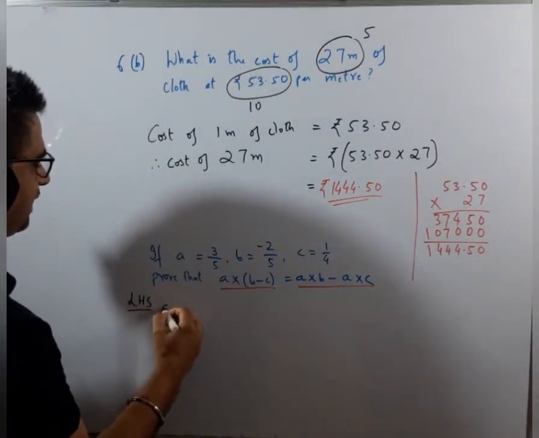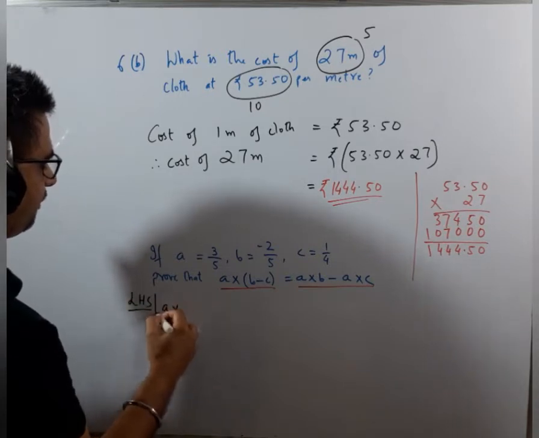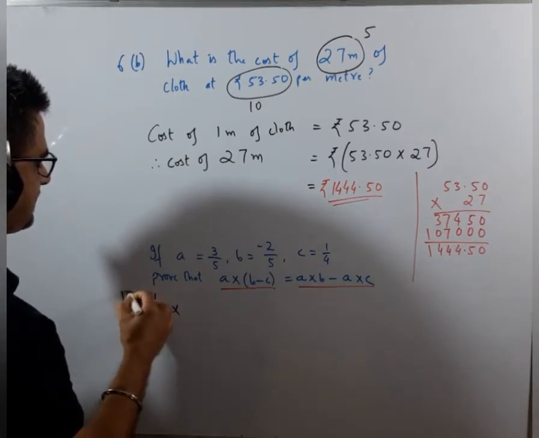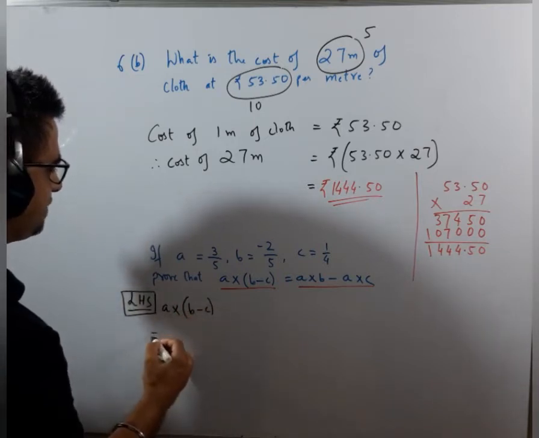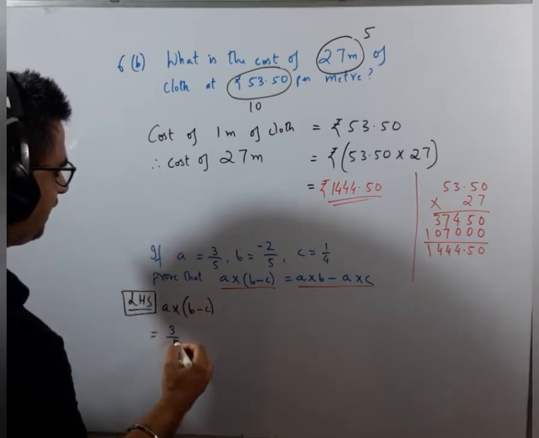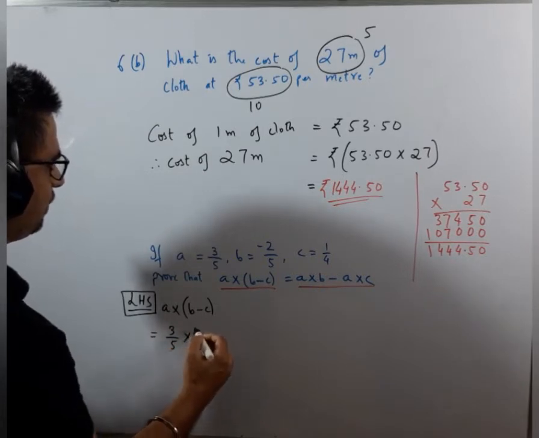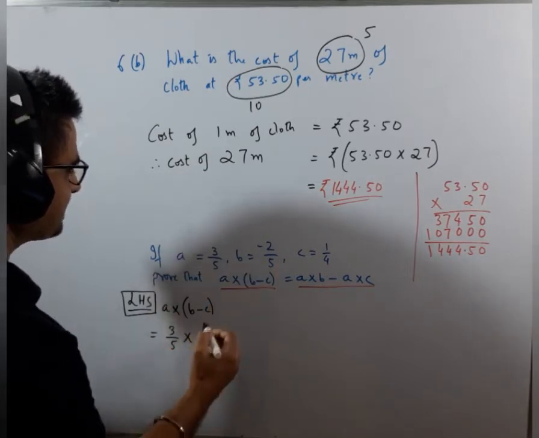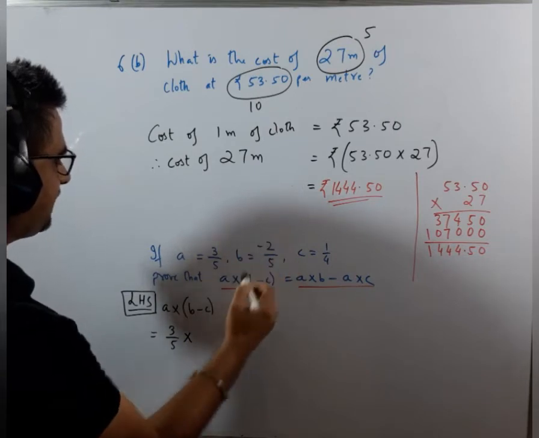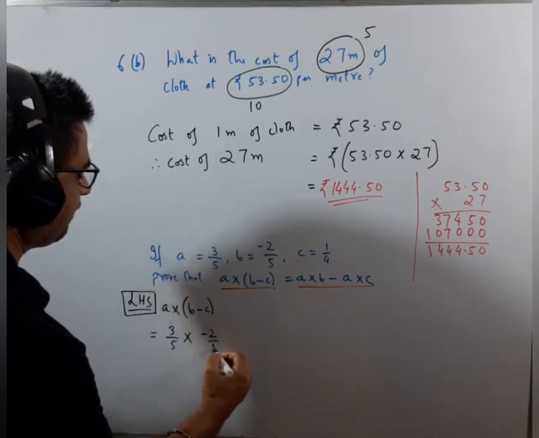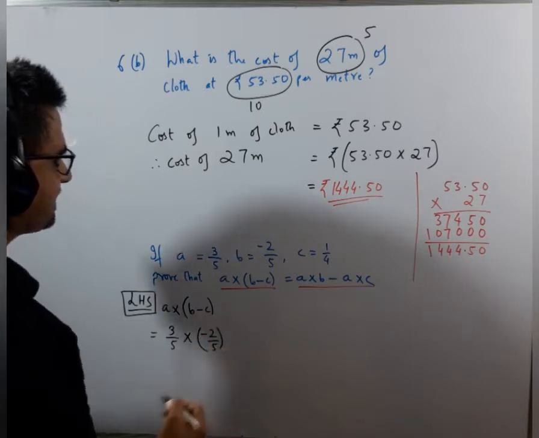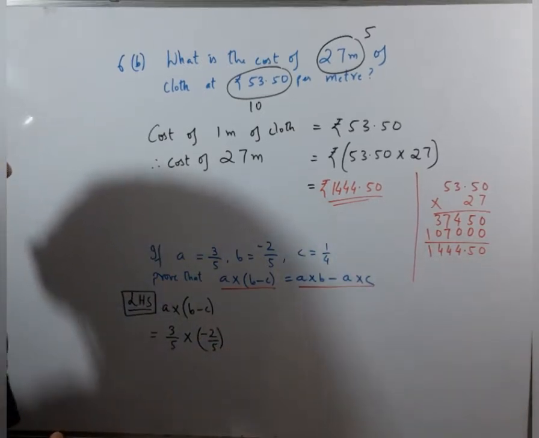So let's see what the LHS comes to. What is the LHS here? LHS is a into (b minus c). So now let's substitute the values. a is 3 by 5, into, what is b? Just substitute minus 2 by 5 for b. So it's minus 2 by 5. This is the value of b.